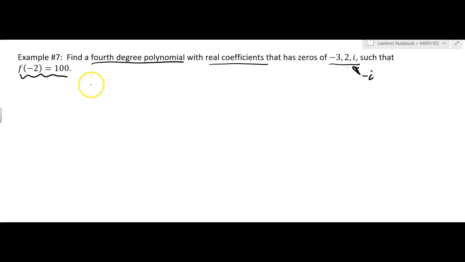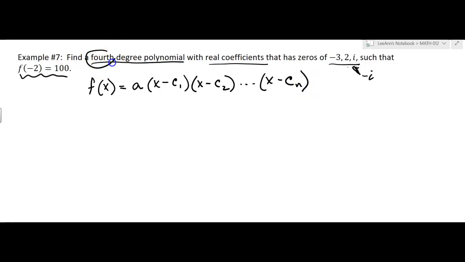Okay, so we have a polynomial function that's going to have these zeros, and it's going to be in the form a times x minus c sub 1 times x minus c sub 2 dot dot dot x minus c sub n. So we know it's fourth degree, so n is 4. And so I've got to have 4 linear factors. I don't know what a is. That's the part I'll come back to.